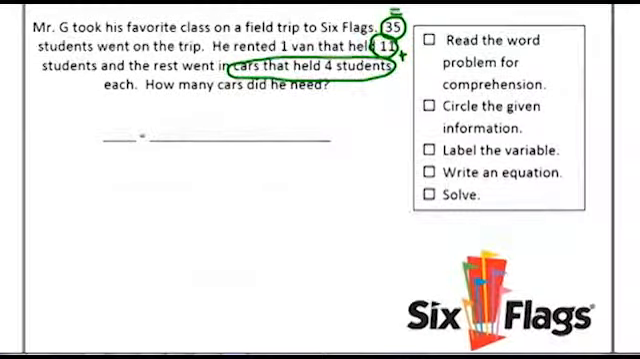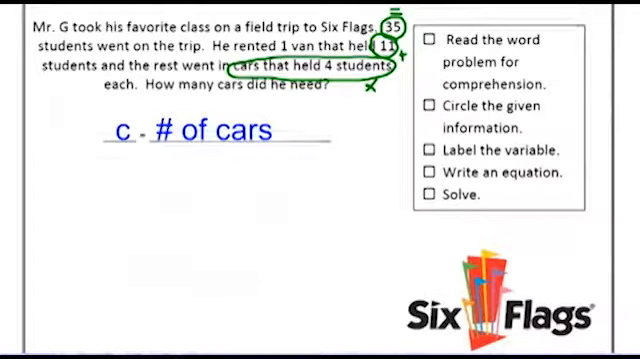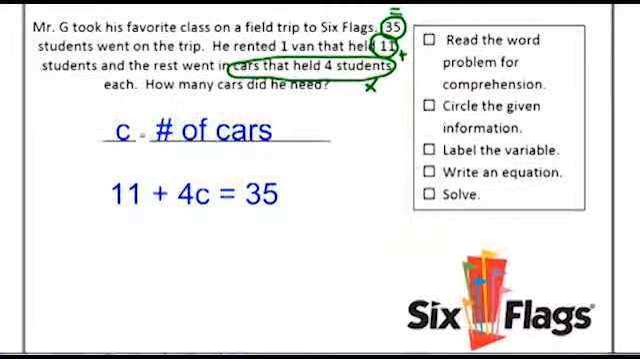That means I have 4 in each group. I have an unknown number of groups of 4, or unknown sets of 4. So to me, that sounds like multiplication. C equals number of cars. It says right there, how many cars do you need? So I have to write that as my unknown. I write out my equation: 11, because I had 11 students in a van. That's just a one-time thing. The 4 students per car repeats, so it's multiplication. 4 sets of C equals a total of 35 students. We go through, we solve, and you should end up getting 6 cars that you'd need.